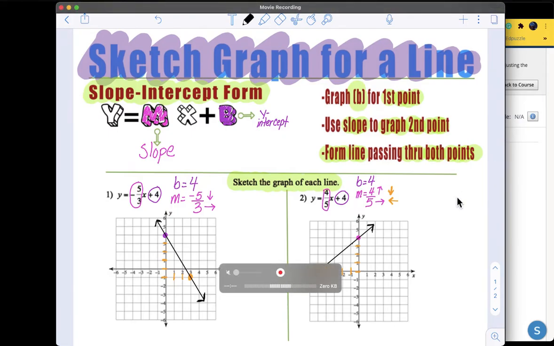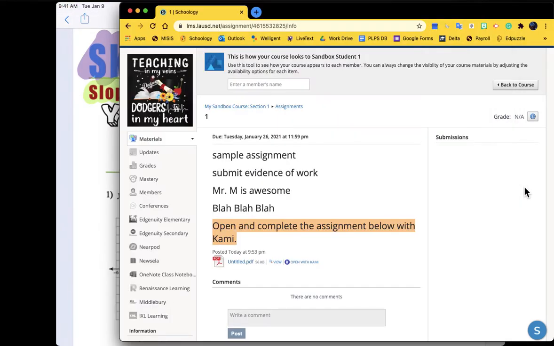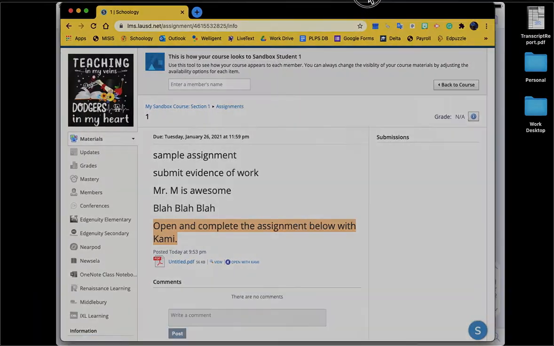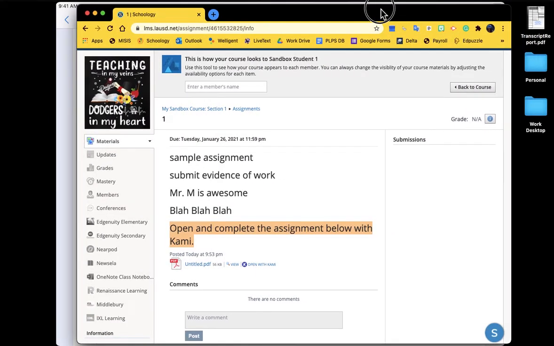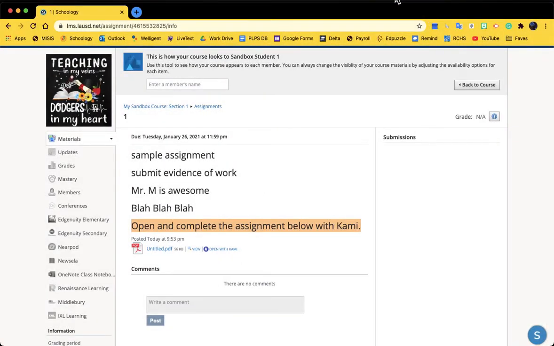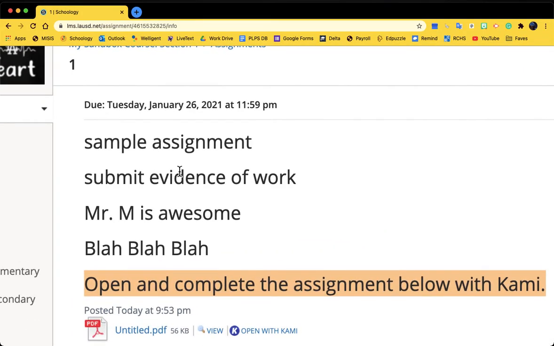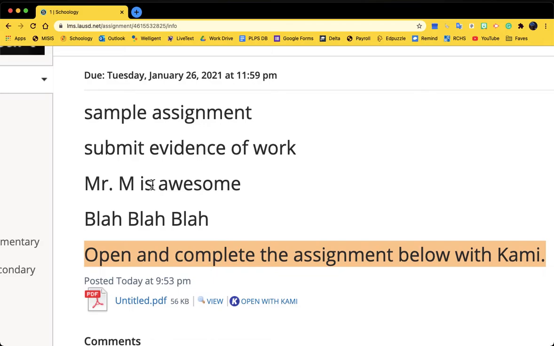So these are our notes, right? Let us move here to Schoology. Okay. This is Schoology here. So you're going to have your assignment here, the name of the assignment. You're going to have sample assignment, right? Submit evidence of work. That's always on there, right? Mr. M is an awesome dude. Blah, blah, blah.